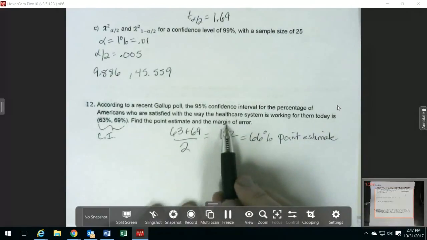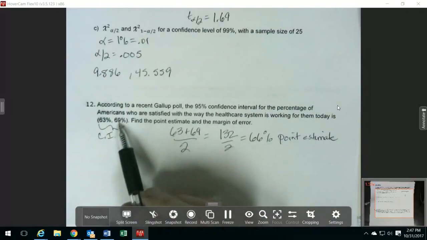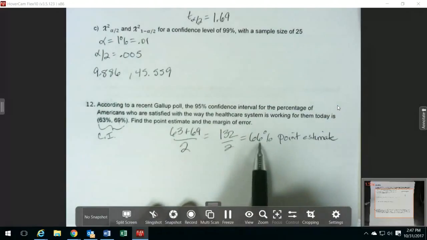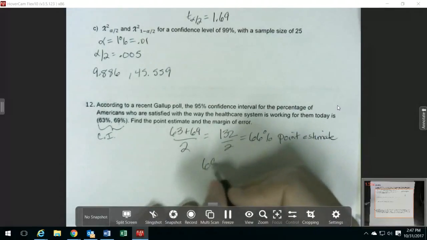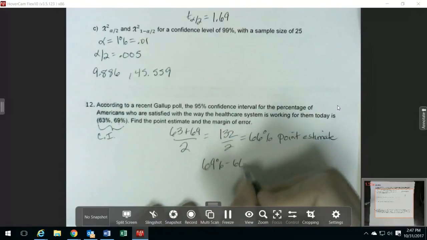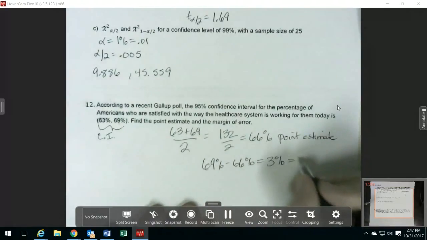Then for the margin of error, that's just the distance from the point estimate to either one of the two limits. So if we have our upper limit is 69% and our point estimate was 66%, the difference between those two is 3%. So that's our margin of error.